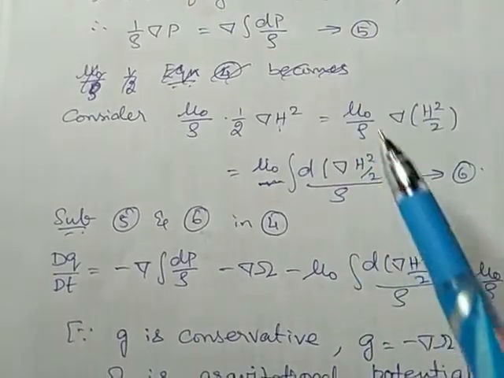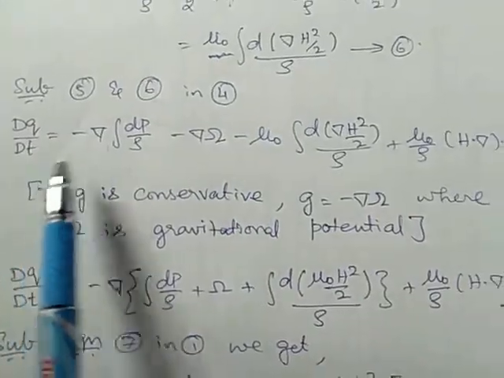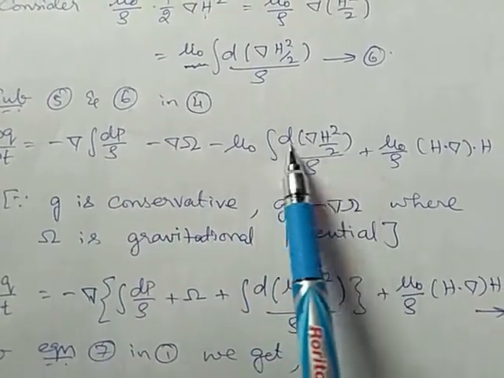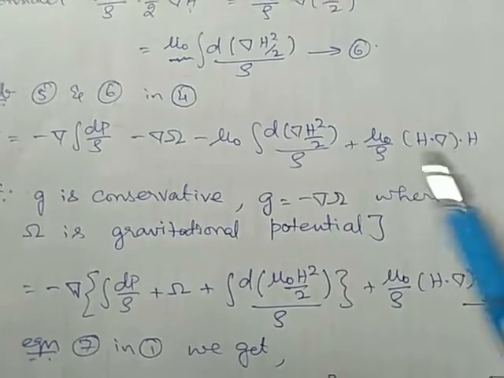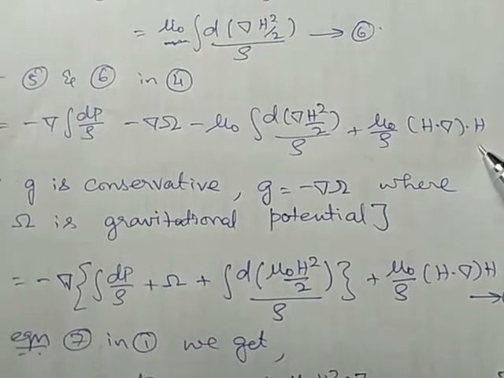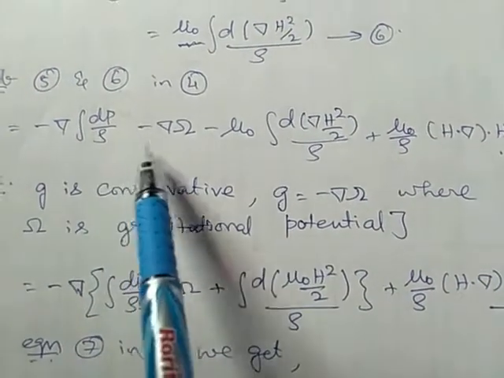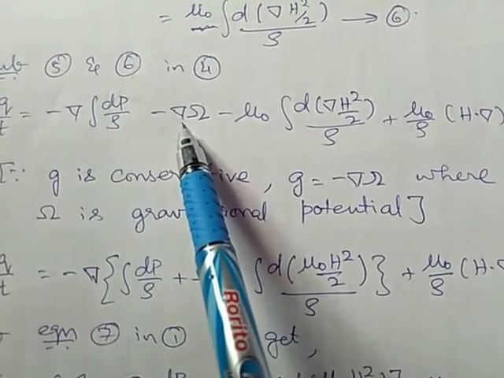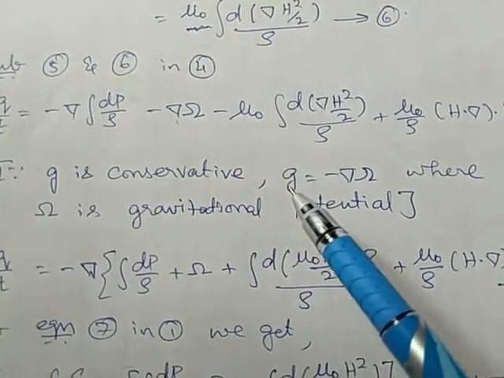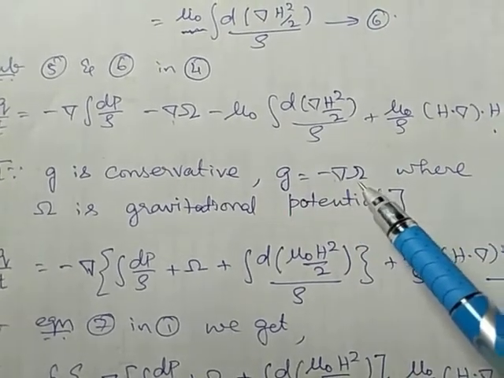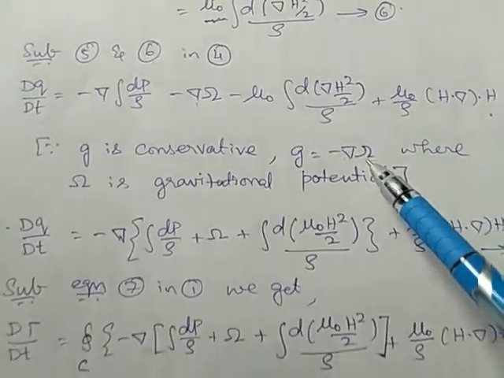Substituting these two values in our momentum equation, we will get dq by dt is equal to minus del of the integration of dp by rho, minus mu naught times the integration of d of H square by 2 by rho, and another term, mu naught by rho H dot del H, remains as it is. And here G I have replaced with minus del omega because we are considering G is conservative. Whenever it is conservative, we can write it in terms of a potential function. Therefore, G is equal to minus del omega. Omega is the gravitational potential term.